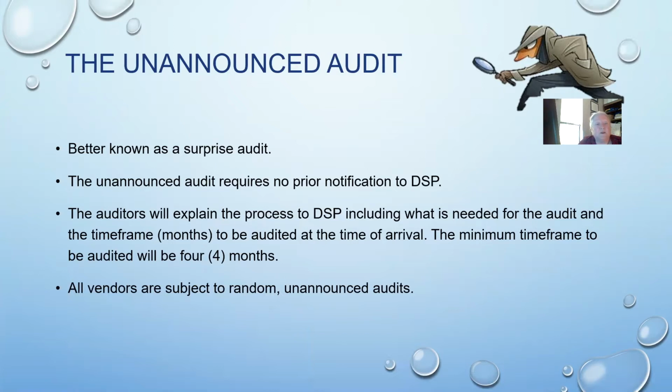The unannounced audit requires no prior notification to the DSP. The auditors will explain the process to the DSP, including what is needed for the audit and the time frame to be audited at the time of arrival. The minimum time frame to be audited will be 4 months. All vendors are subject to random unannounced audit.